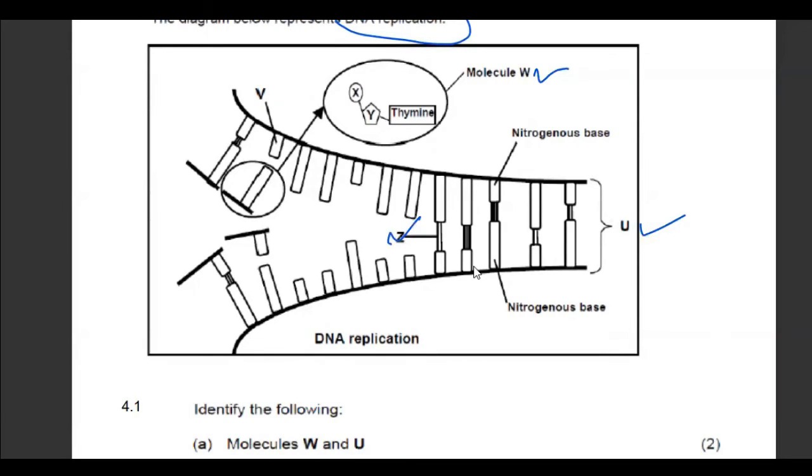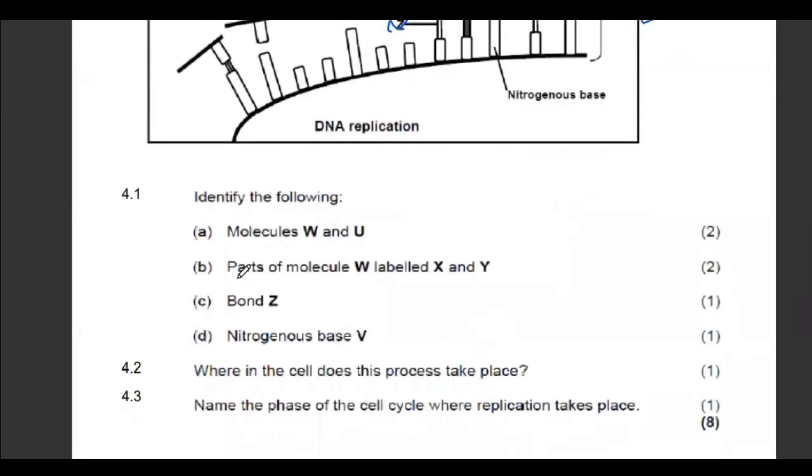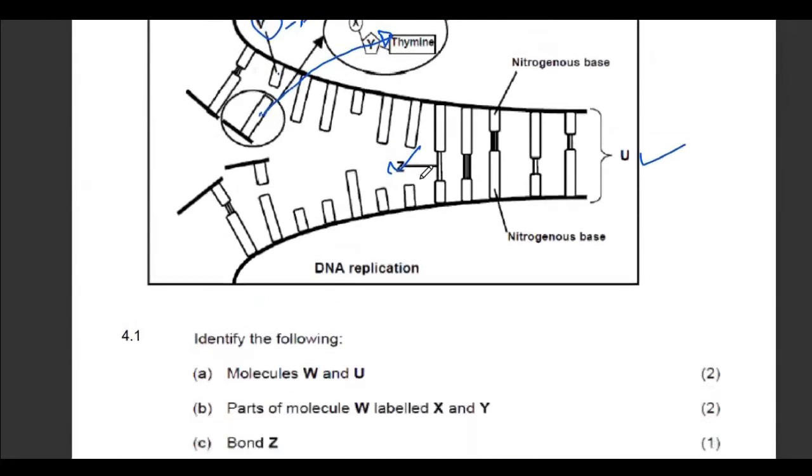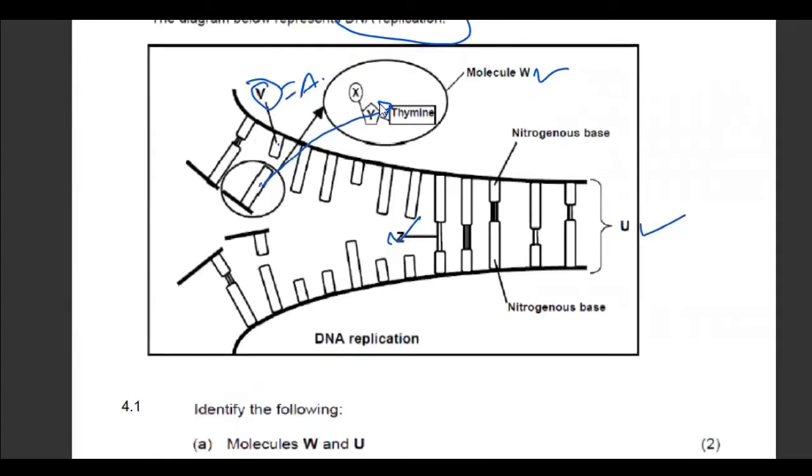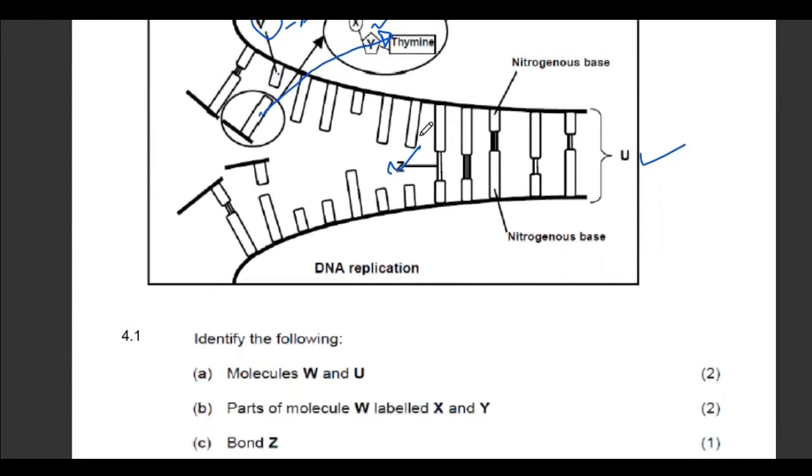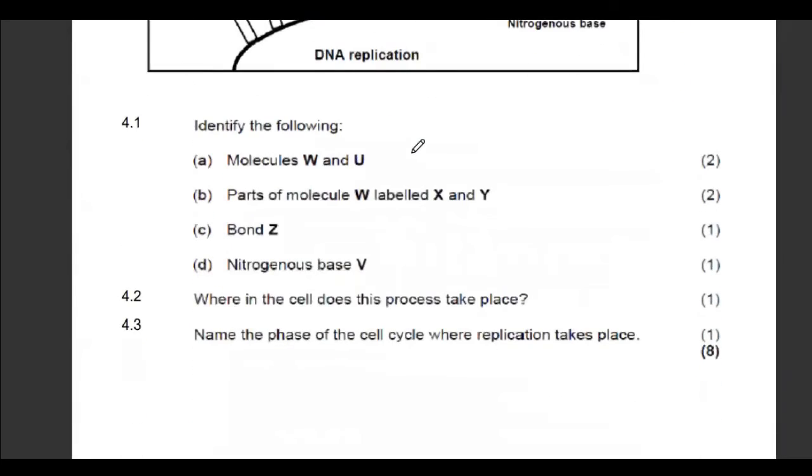And then what is V? How do we know the nitrogenous base V? Because nitrogenous base is compatible or complementary to this, and this is given here, which is thymine, therefore V is equal to A, which is adenine. And then they are saying name the part of molecule W, which is W, X, and Y. X is the phosphate group, correct, and then Y is the deoxyribose sugar. Why don't I say sugar? You have to be specific, because this is DNA, so it is the deoxyribose sugar.